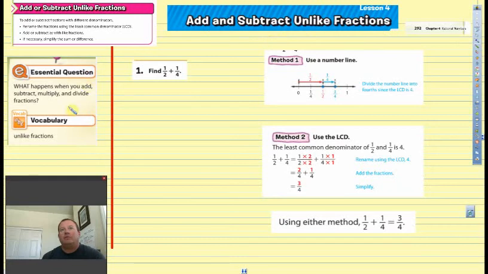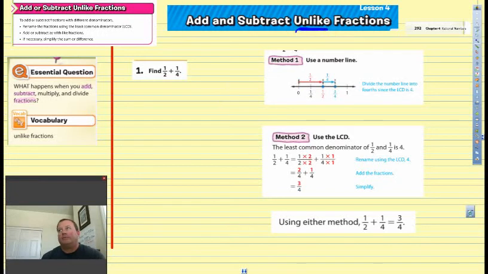Okay, today's essential question: what happens when you add, subtract, multiply, and divide fractions? We are still talking about adding and subtracting fractions. But today we are talking about unlike fractions, which basically means we're going to be talking about those unlike denominators.